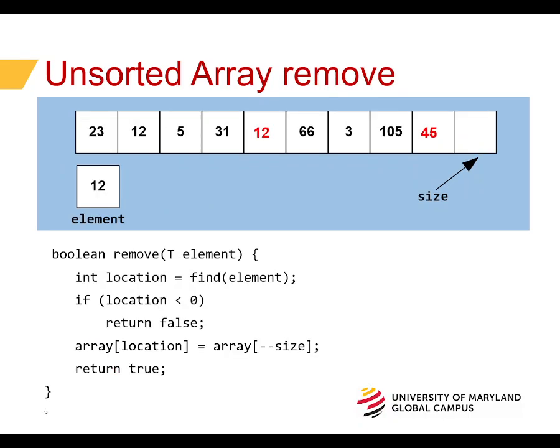Next, we consider how the remove operation using an unsorted array is implemented. Its signature is similar to the add operation. It is passed the element to be removed, and it returns whether the operation succeeded. The first step involves calling the private method find that performs a linear search. If it finds the element, it returns the subscript where it is located. Otherwise, it returns a -1. If it wasn't found, the remove method returns false.